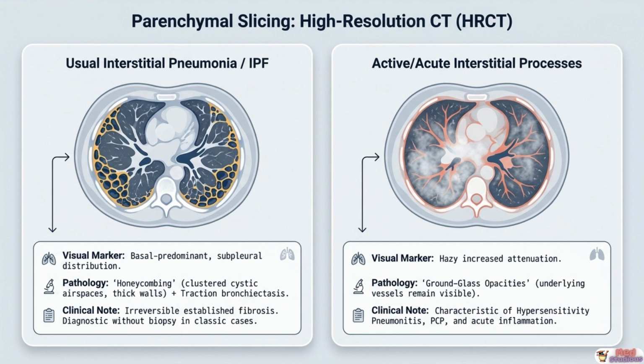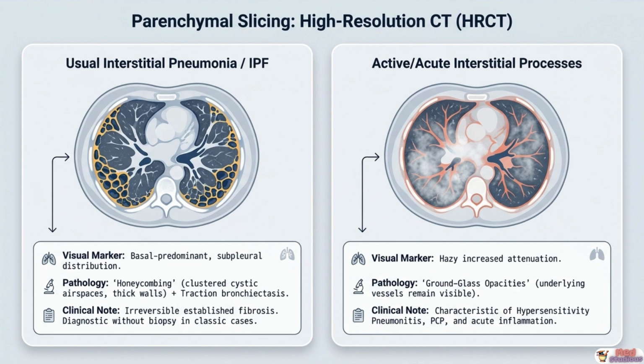High-resolution CT provides the most detailed parenchymal slicing available for interstitial lung disease, and distinguishing two major visual patterns is essential. Usual interstitial pneumonia, the pattern underlying idiopathic pulmonary fibrosis, shows a basal predominant subpleural distribution as its key visual marker. The underlying pathology is honeycombing, clustered cystic air spaces with thick walls, combined with traction bronchiectasis, where fibrotic scarring physically pulls open and distorts adjacent airways.